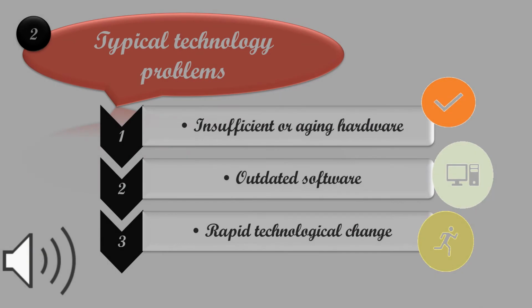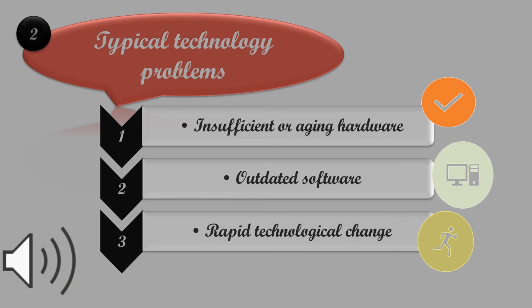The second one is technology problems, which are insufficient or aging hardware, outdated software, and the last one is rapid technological change. Our first problem is insufficient or aging hardware, which means that some of your processors are functional even though they are old, making them risky to use. The second problem is outdated software, which means that your program is no longer supported by the vendor. The last one is rapid technological change, which is the overall process of invention, innovation, and diffusion of technology and processors.